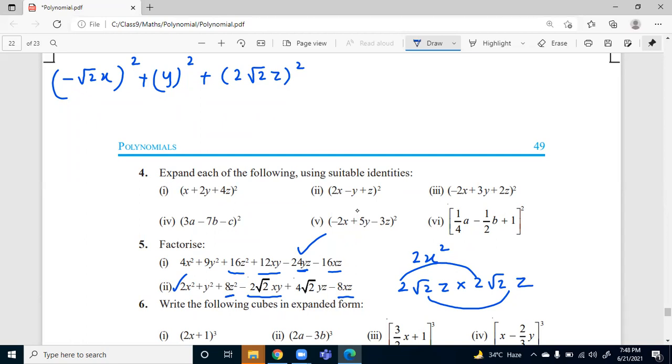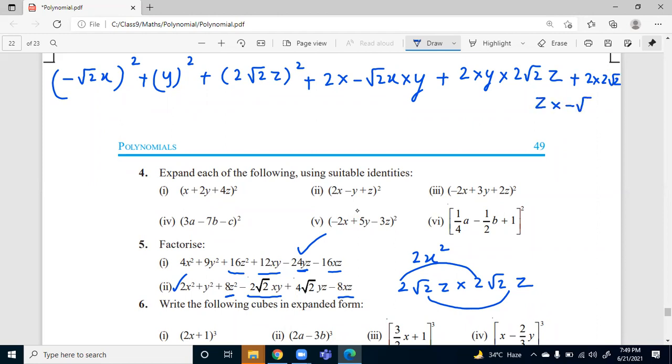Okay, now the next term should be plus 2 into minus root 2x into y. So yes, that is correct. The fifth term will be 2 into y into 2 root 2z. So yes, it is 4 root 2 yz. It is correct. And the last term is plus 2 into 2 root 2z into minus root 2x. So when you simplify it, it is minus 8xz. So yes, we are correct.